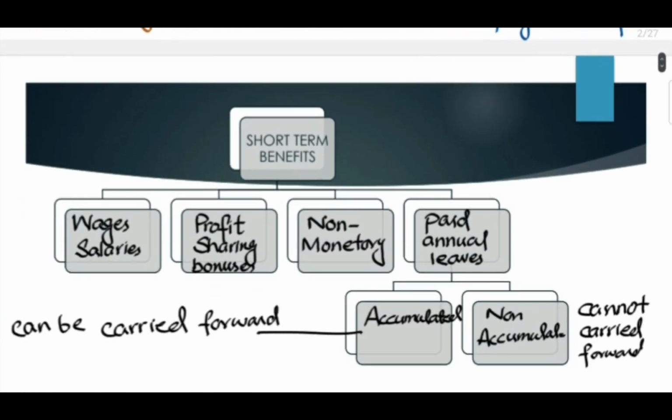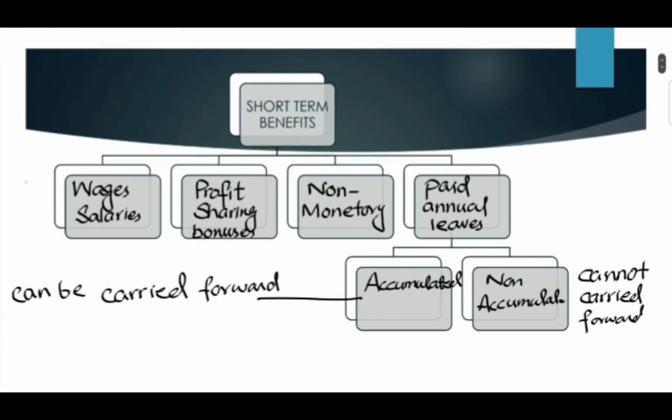Now it is about short-term benefits. These are wages and salaries, profit sharing and bonuses, non-monetary benefits like medical care, housing, cars facility, and other free services are said to be non-monetary benefits, and paid annual leaves. The short-term paid absentees are further classified into accumulated and non-accumulated paid absentees.